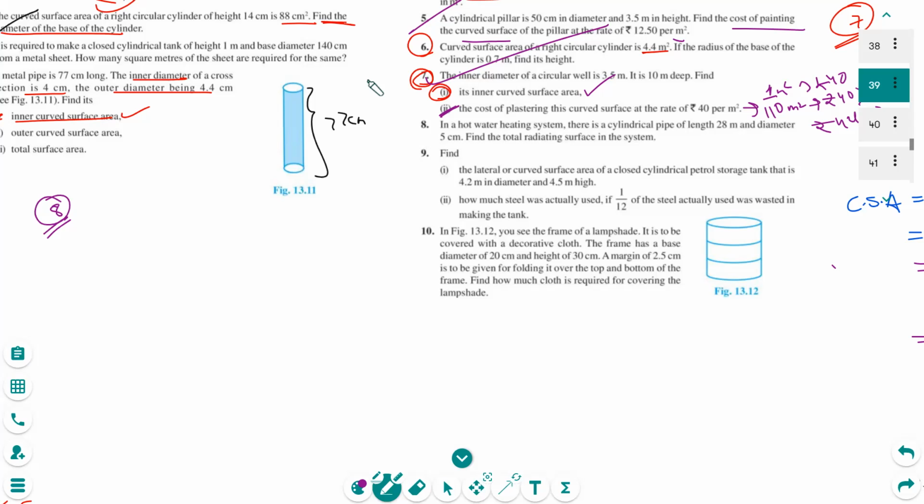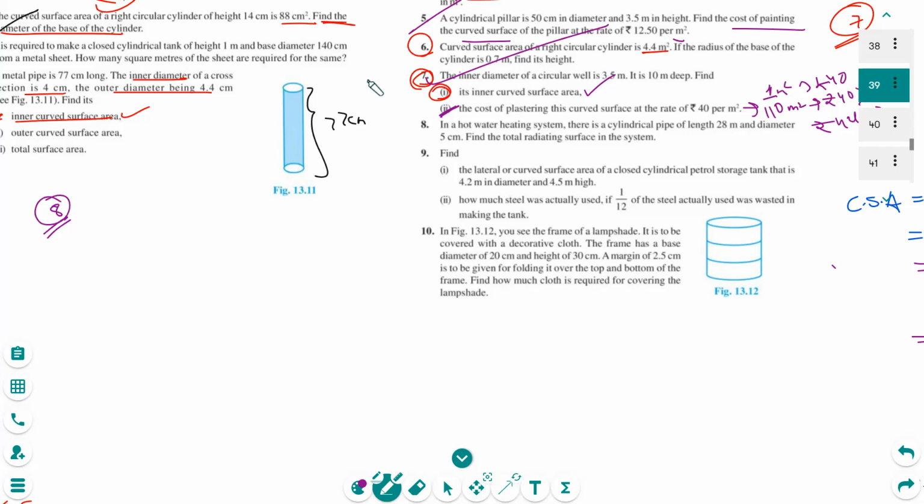Find the total radiating surface in the system. What I mean by radiating surface is the part where the water is actually touching. Water will not touch these parts. Water will only touch the curved surface area. It's a practical question. If I put water into it under great pressure, the water will pass only through the curved surface area, so it will only touch the curved surface area. So what we need to find here is the curved surface area.